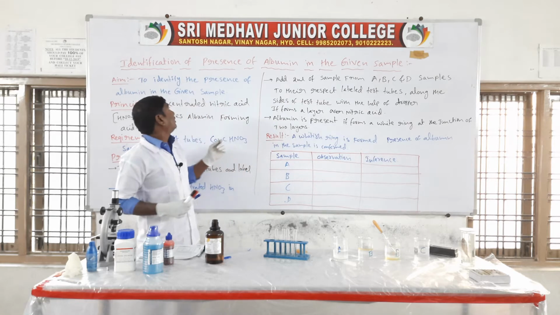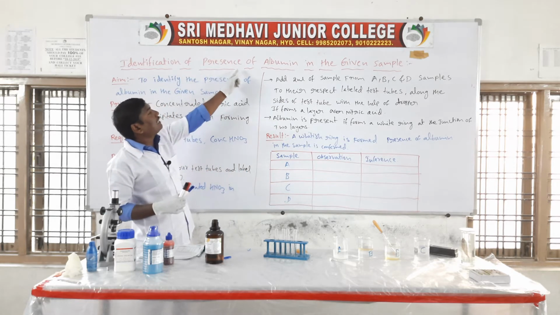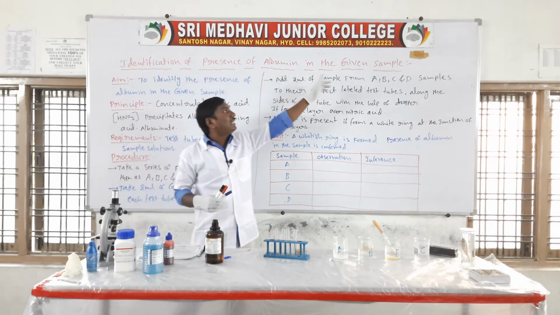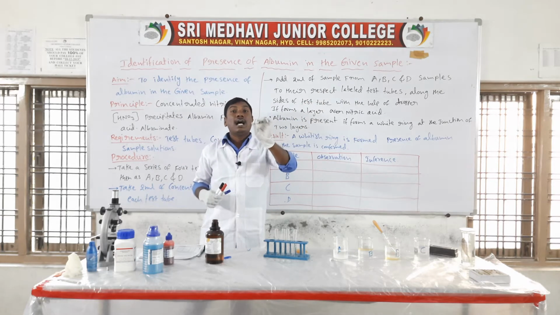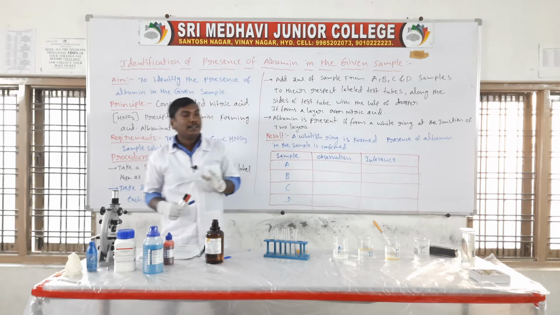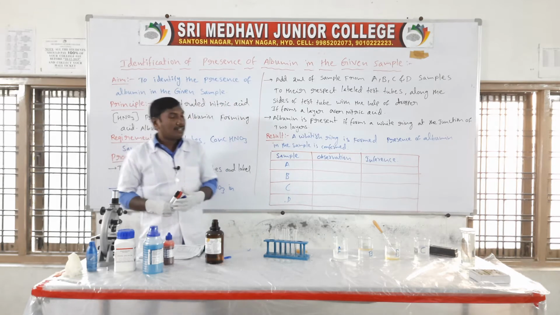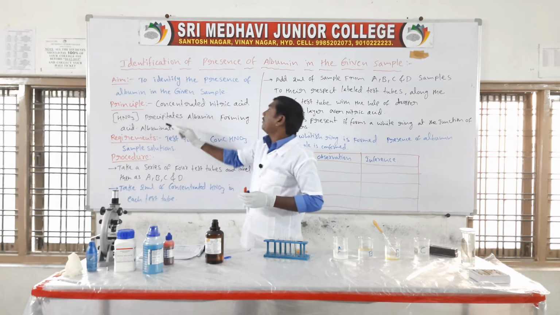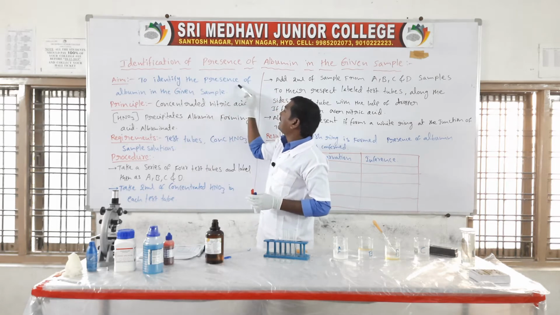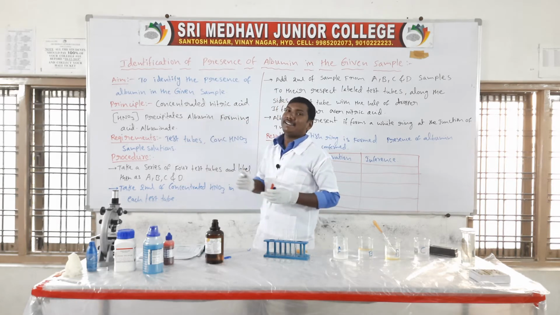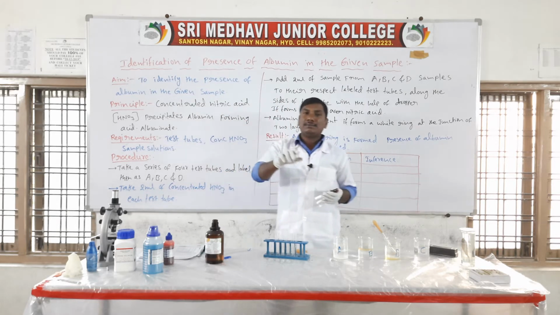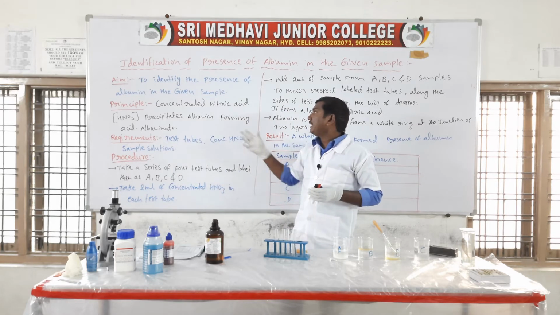Hello everyone, let's start the zoology practical lab experiment. Next experiment: identification of the presence of albumin in the given sample. The aim of the albumin test is to identify the presence of albumin in the given sample.